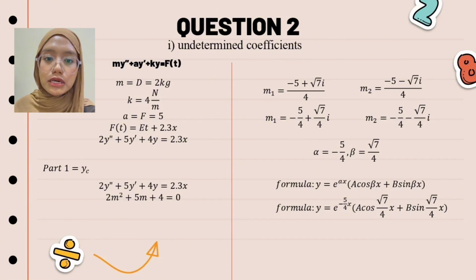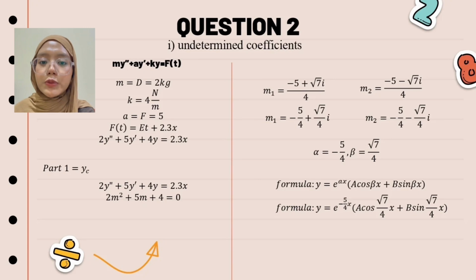I'm going to explain question 2, part 1, undetermined coefficients. Based on the equation, we have my'' + ay' + ky = f(t), with m equal to 2 kg, k equal to 4, a equal to 5, and f(t) equal to 2.3x. Finally, we get 2y'' + 5y' + 4y = 2.3x.